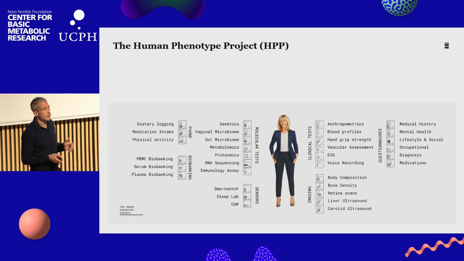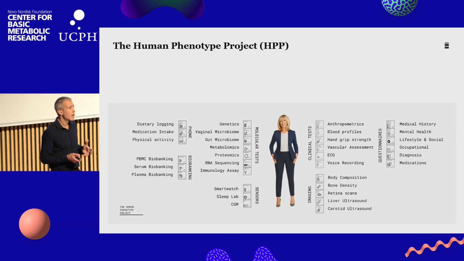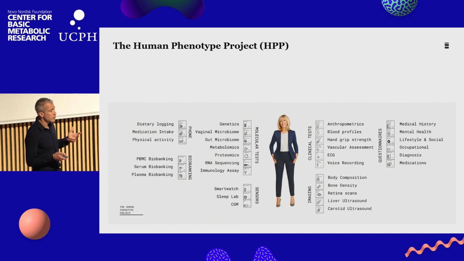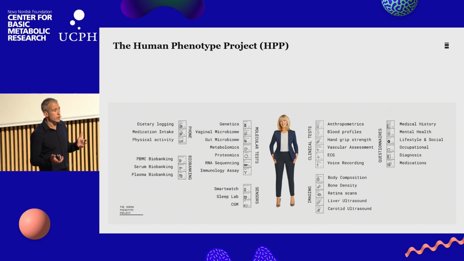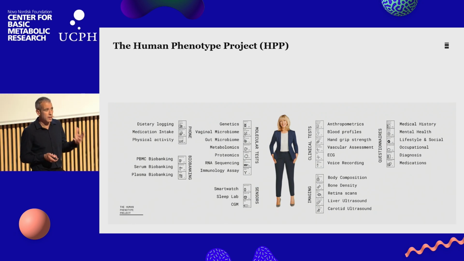Then various sensors that people go home with: continuous glucose monitors track glucose levels every 15 minutes, sleeping devices track quality of sleep. I'll show that later in the talk. Smartwatches track physical activity. While people are connected to these continuous glucose monitors, they log all their dietary intake, which they're incentivized to do because they get a report of which meals spike and which do not spike their glucose levels. They track medication they take and physical activity, and we biobank samples.